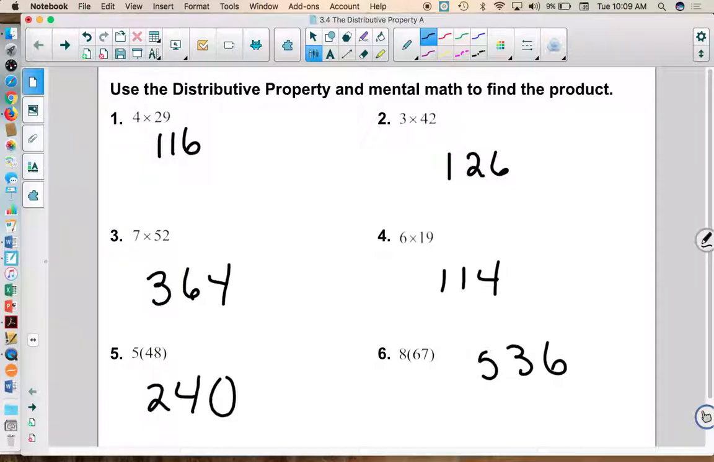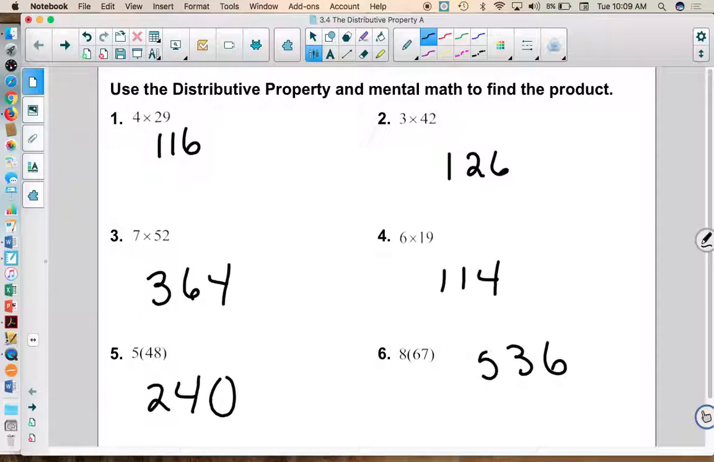What did you do, Esri? I broke up the 29 to 20 and 9, and then I multiplied them separately and added them. So you said 4 times 20 is 80, and 4 times 9 is 36, and then added those two numbers together. That is a perfect example of the distributive property. You use distributive property. Okay?